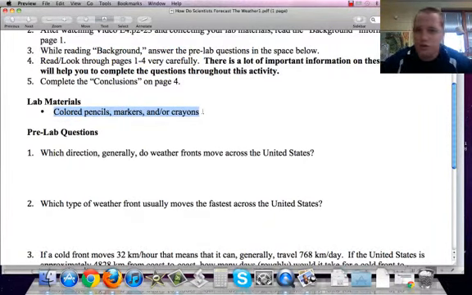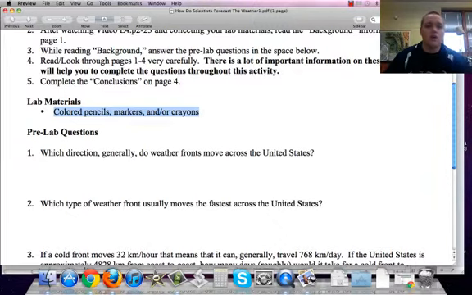That's why the lab materials that you're going to need for this activity are colored pencils, markers, and/or crayons. You can choose whichever type you would prefer, but having a variety of colors will be very important, especially for showing the different types of weather fronts. Red for warm, blue for cold, purple for occluded, and for stationary, a combination of red and blue.